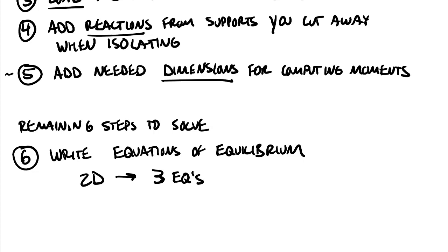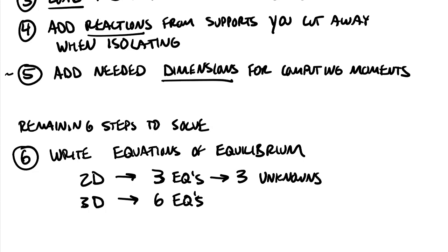Okay, and the reason for that, and you can read about this more in the engineering statics textbook, is that there are 3 degrees of freedom for a 2-dimensional body. For a 3-dimensional body, it turns out there are 6 degrees of freedom. Therefore, we need 6 equations of equilibrium. And we also know that equations are related to unknowns. And so for 2D, we can have 3 unknowns. And for 3D, we can have up to 6 unknowns.